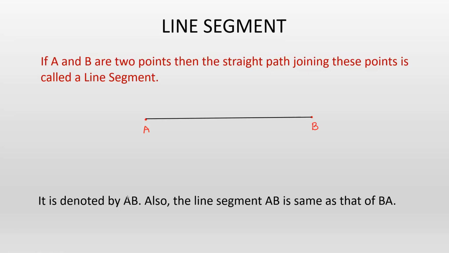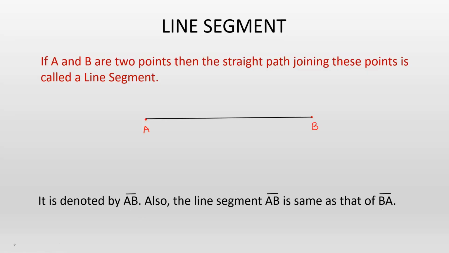Here, it is denoted by AB with a small line above AB showing that it's a line segment. It is a line segment which has two endpoints. Now, the line segment AB can also be written as line segment BA. It's one and the same thing.